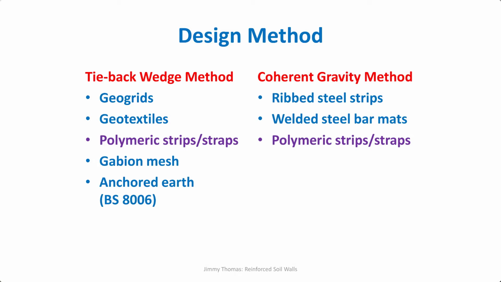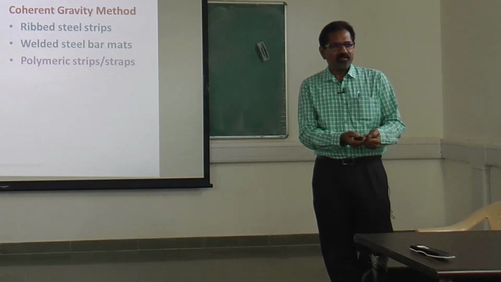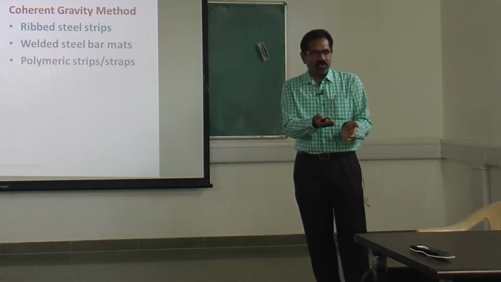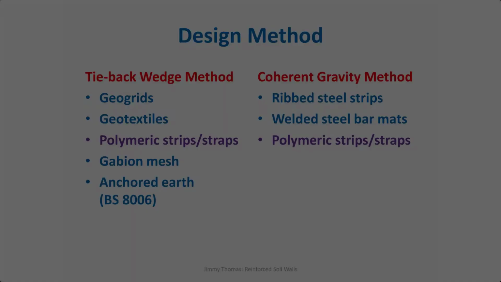Now, geogrids and geotextiles are normally designed with the tie-back wedge method, and some companies design even polymeric strips with tie-back as well. Normally we have this picture that polymeric is extensible and metallic is inextensible. It's not as simple as that. For example, the gabion mesh is made of metal, but because of its hexagonal structure, it elongates a lot. So we have to go with the tie-back wedge method.